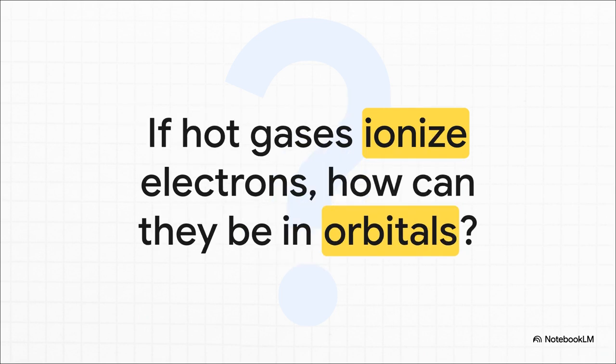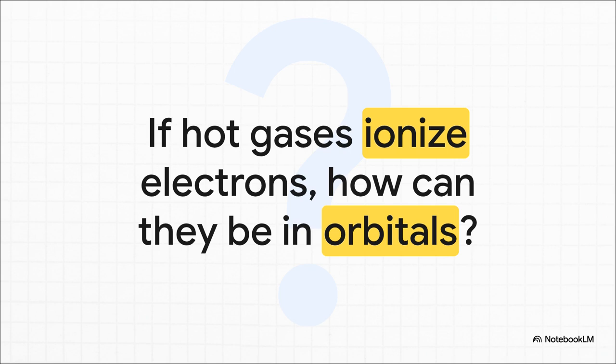And here's the second major issue he brings up. We see these spectral lines when we look at super hot, excited gases. But think about it. That intense heat should be knocking the electrons clean off the atoms. That's what ionization is. So if the electrons aren't even in their orbits anymore, how can they possibly be jumping between them to create the light we see?